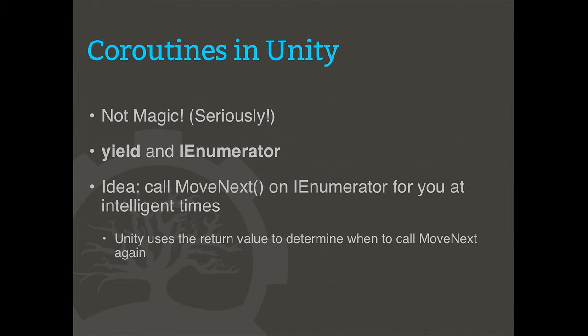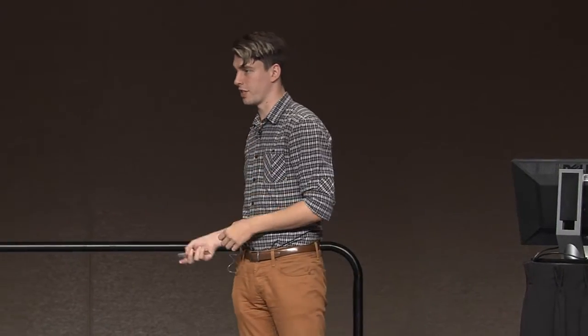So the idea of coroutines in Unity is really to just use the yield keyword in IEnumerator, but instead of you needing to call moveNext to advance it, it's going to call moveNext for you at intelligent times. For instance, when some piece of execution that happens in the background is finished, or when some number of seconds have elapsed, or when some other coroutine is finished. So Unity is using the return value that you gave last time you entered the function as its indicator of when to call moveNext the next time and start the function back up.